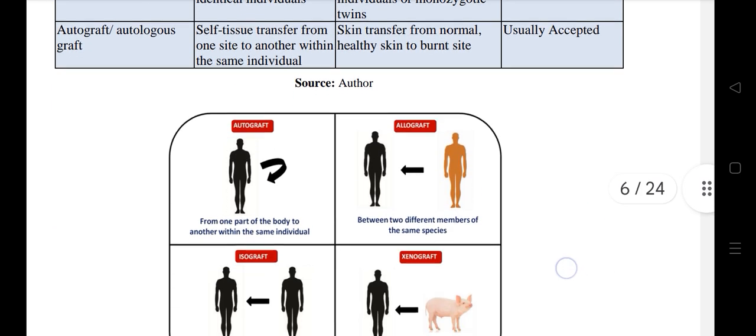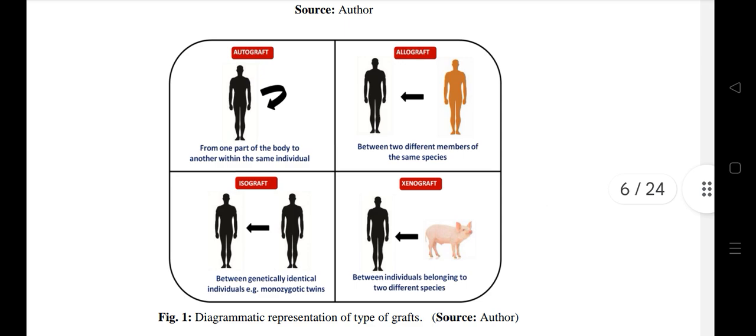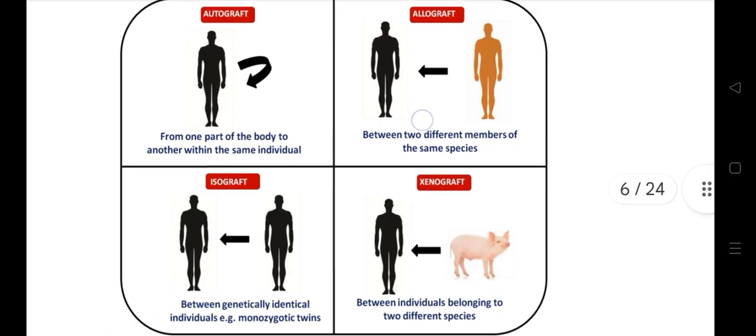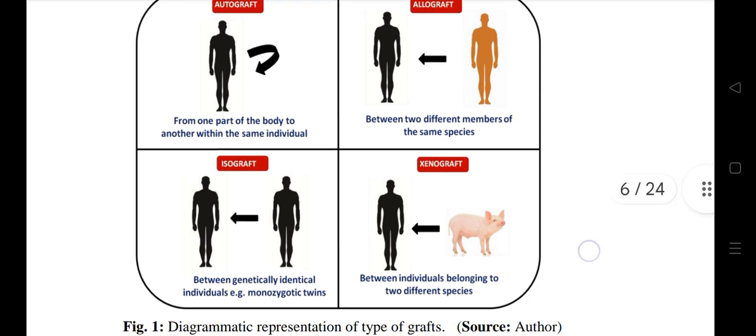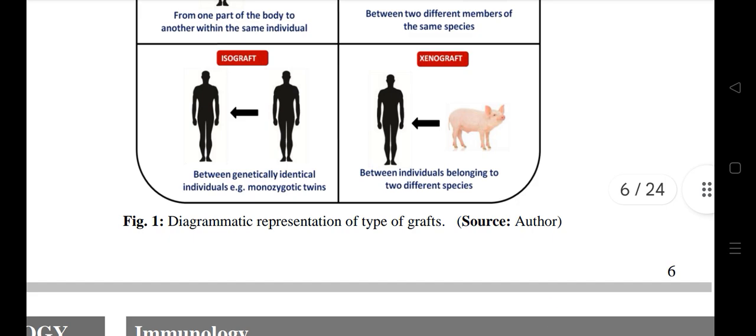Usually accepted. Here you can see the pictorial depiction of this. Let me zoom this. An autograft, from one part of the body to another within the same individual, is usually accepted. Then an allograft, between two different members of the same species who are not genetically related, will probably be a failure. Allograft, usually rejected. Then isograft, between genetically identical individuals like monozygotic twins, accepted. Xenograft, between individuals belonging to two different species, is vigorously rejected.